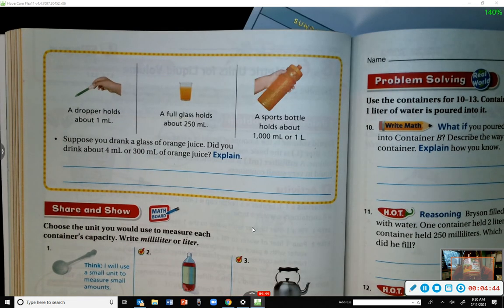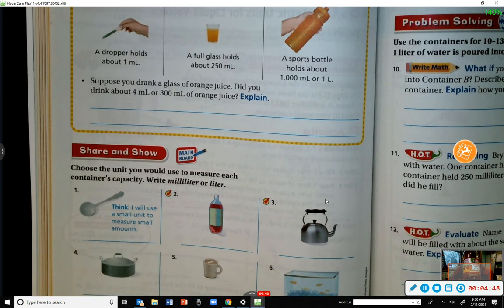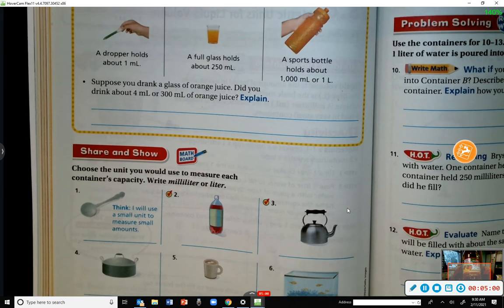So this is what we're going to go over today. Milliliter and liter. That's it. That's all you have to remember for the metric system. For our system, the customary, we had to remember 4 things, actually 5. Ounces, cups, pints, quarts, and gallons. Okay? So let's look at number 1.